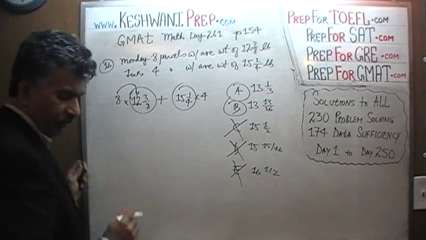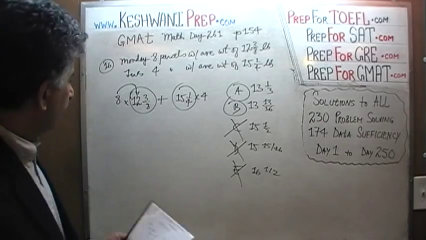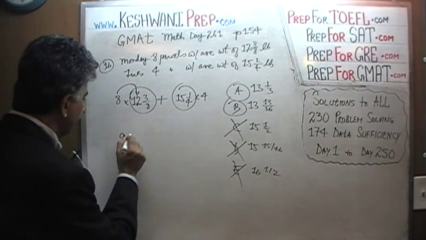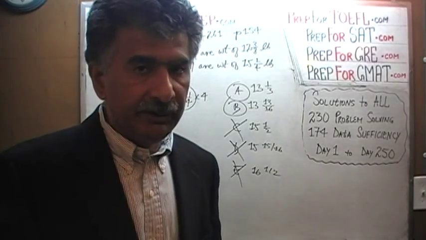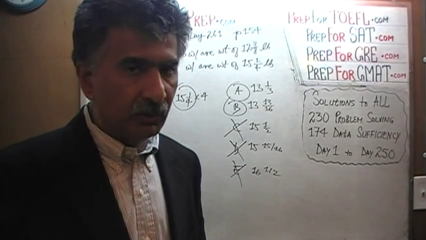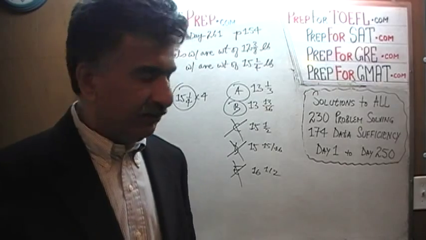8 times 12. How much is 8 times 12? 8 times 12 is 96. And how do I know that 8 times 12 is 96? Because 8 tens are 80, and if you add 2 more 8s, that's 16. 80 plus 16 is 96.